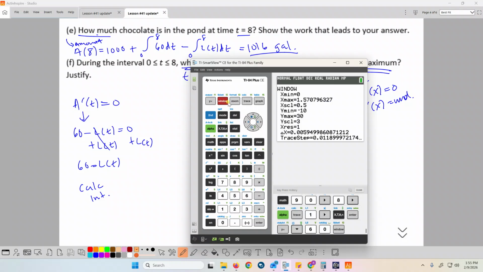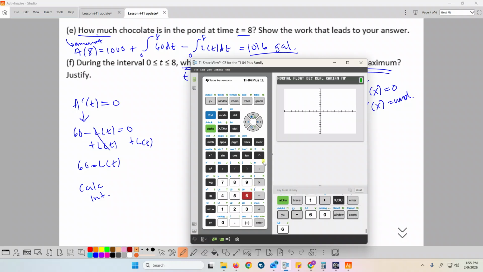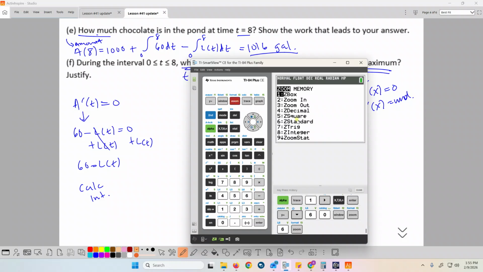So I'm going to go to window, and first thing, just a tip for anybody who doesn't know, you can always hit zoom, and you can always hit standard, and it always graphs you out in the standard window, right? But you notice that I really can't see anything in my graph. You can also hit zoom, and you can also hit fit, but you don't see that on the menu, right? And that's because it's so far down that it's all the way down here, okay?